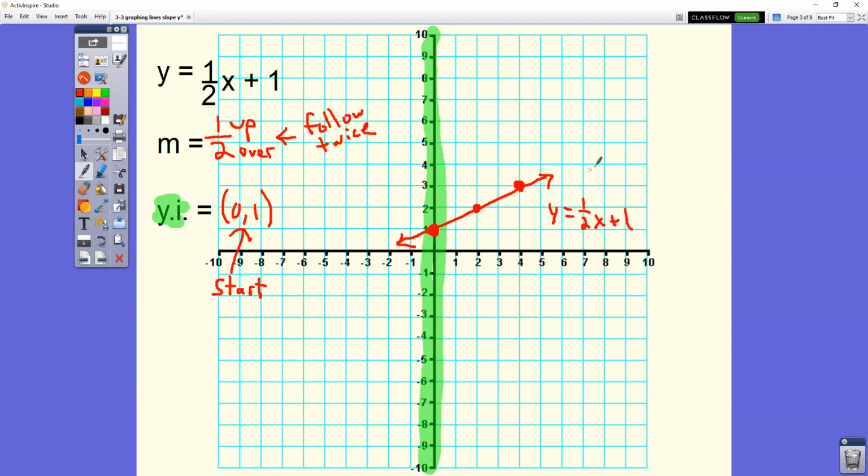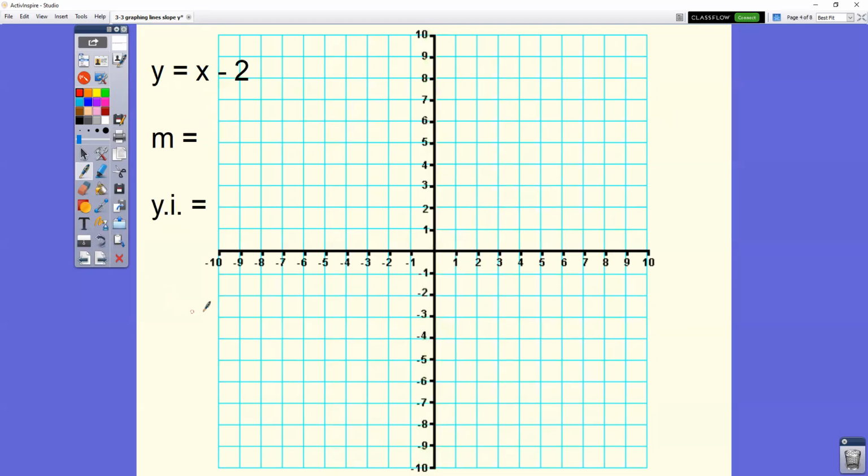Again, we could have gone out farther if we wanted to by keeping on going up 1 over 2, up 1 over 2, up 1 over 2. So if we wanted to do that, that's fine, but you at least need 3 dots. And that's one complete question. See how much quicker and easier this way of graphing lines is rather than having to sub numbers into the equation, find your y values. This way is a lot easier and a lot quicker to graph your line.